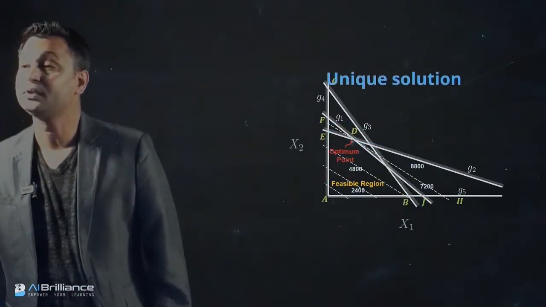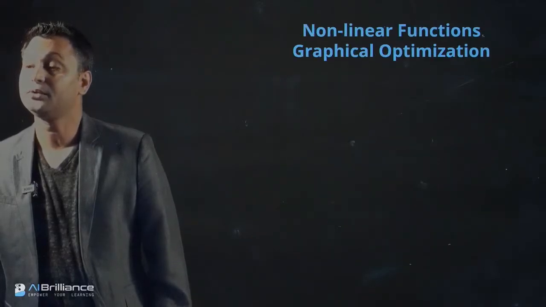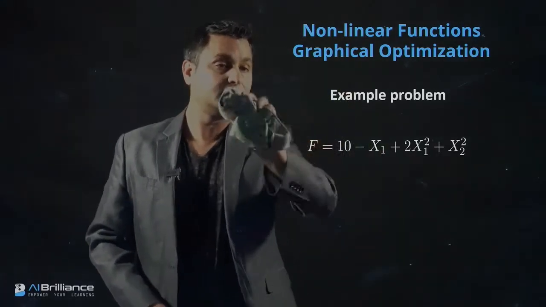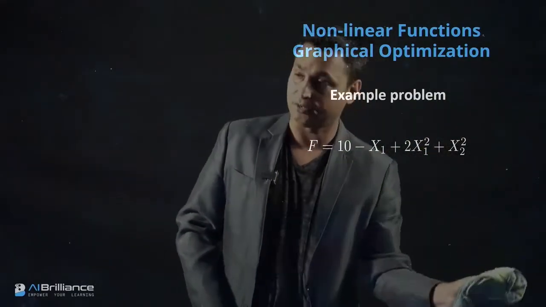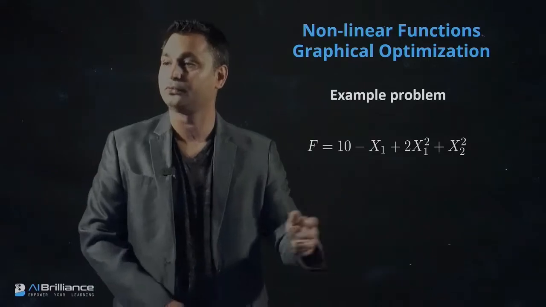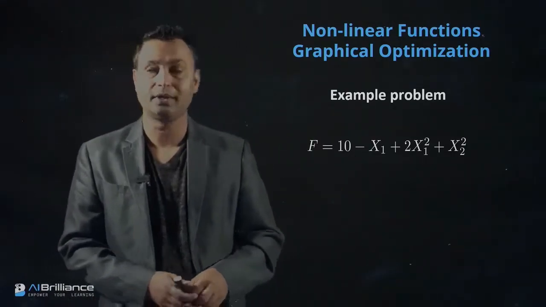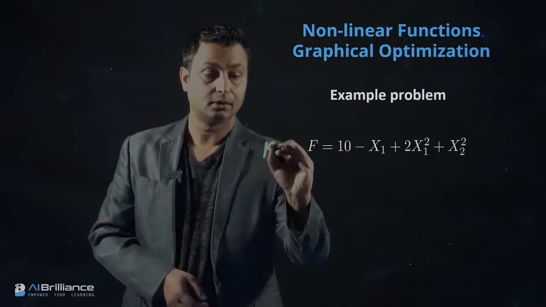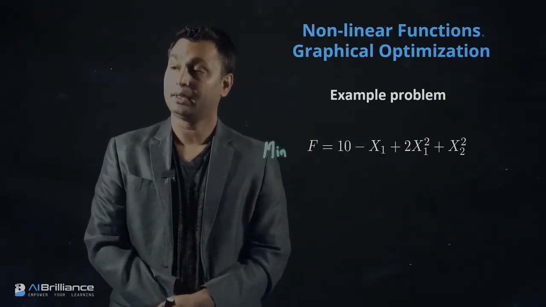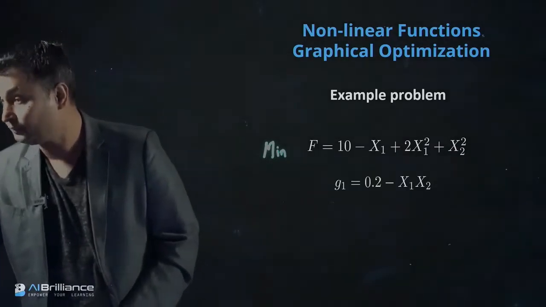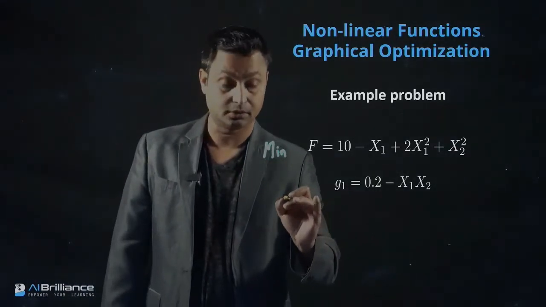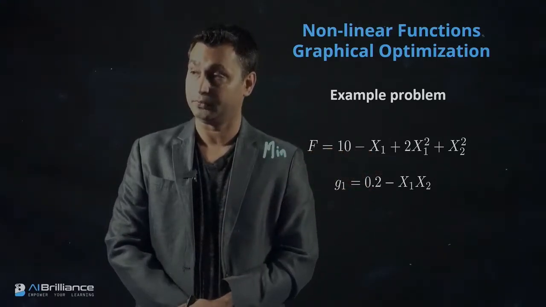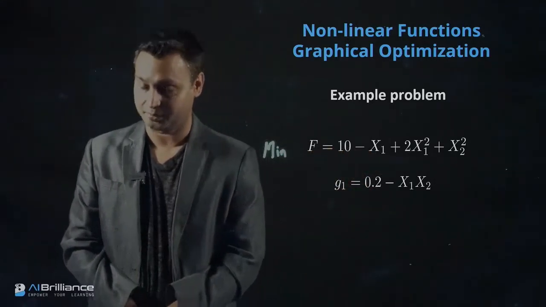What happens if we try to use the same approach and try to solve non-linear optimization problems using a graphical approach? And that's what I want to focus on. So let's take an example problem where we have an objective function which we want to minimize, and we have a constraint function which is also nonlinear. This is the constraint function, denoted by g1, and this is the objective function. So how do we go about solving this problem?